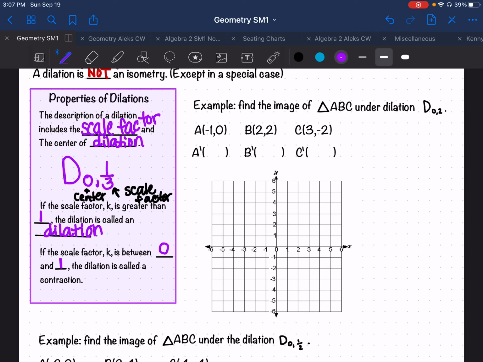So let's go ahead and start with our image. So -1, 0, 2, 2, 3, -2. So there's A, there's B, there's C. Let's connect it together to make our triangle. There we go. Perfect. And now we're going to go ahead and we're just going to multiply by that scale factor. So there it is. There's our scale factor.